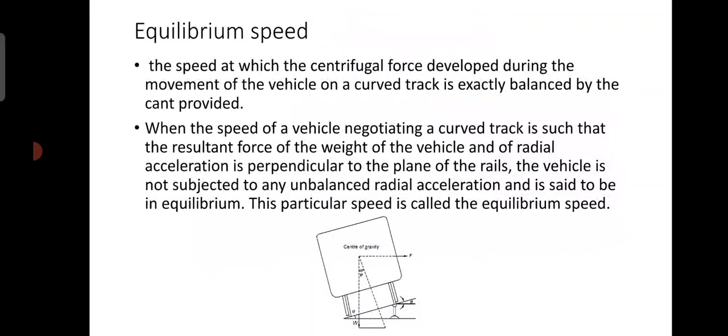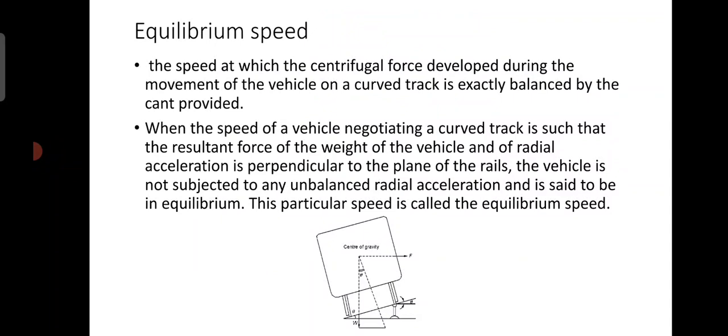Equilibrium speed. The speed at which the centrifugal force developed during the movement of the vehicle on a curved track is exactly balanced by the superelevation provided. In the picture below we can see the force F, which is the lateral force, the centrifugal force. Whenever any object moves in a circular motion, centrifugal force is developed. And we have a perpendicular downward force W, which is the weight of the railway vehicle, and the dotted inclined line is the resultant force.